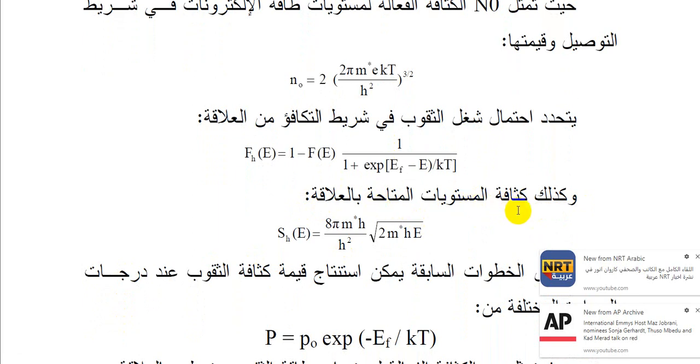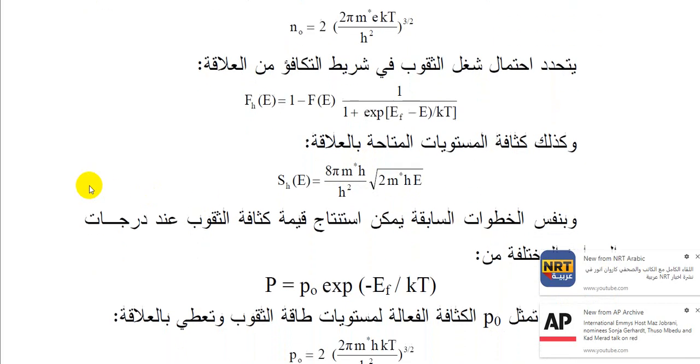The available levels density is given by the relationship, يعني كذلك كثافة المستويات المتاحة بالعلاقة, S(E) equals 8π times the effective mass over h cubed, times the square root of 2 times the effective mass times E. H is the Planck constant and M is the effective mass, as you can see right in front of you.